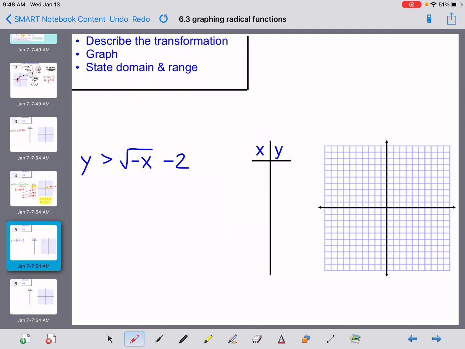So describe the transformation. We've got a reflection over the y-axis, which means my graph is going to go to the left. That's what a reflection over the y-axis means. I also have a vertical shift down 2 units. So take the thing that's under the radical, set it equal to your perfect squares, and figure out your x column.